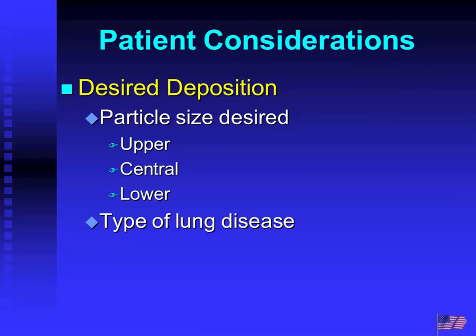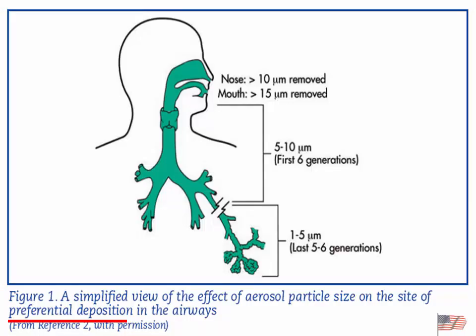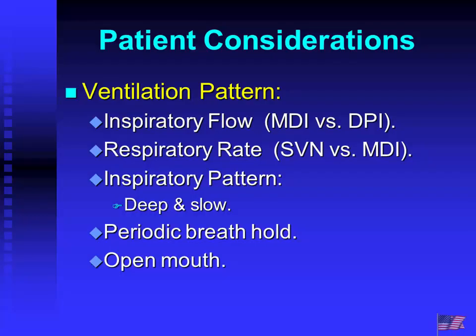Again, focusing on the deposition as far as particle size, where do we want it to fall? Also depends on the lung disease involved. We've seen this slide before, and it pertains as far as medication deposition also. As far as their ventilatory pattern, there's a distinction as far as their inspiratory flow rate. For a patient who's receiving a DPI, we need a much higher inspiratory flow rate, in contrast to an MDI, where we want a very slow flow rate.